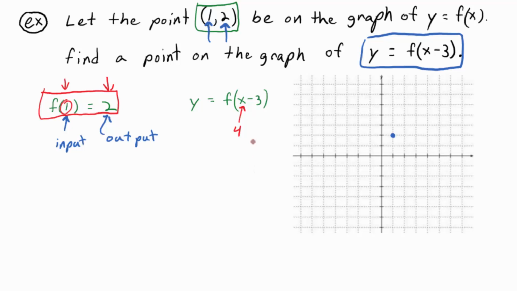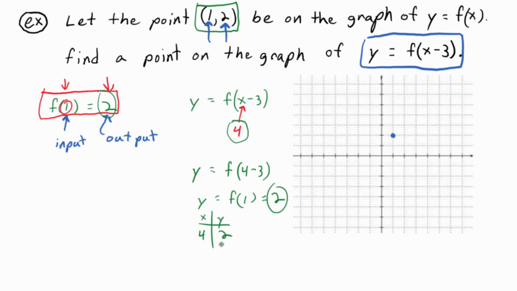So if you think about it, if the input is 4, okay, plug 4 in there, then you'd get y equals f of 4 minus 3, which is y equals f of 1, and we know what f of 1 is. That's the only thing we know. f of 1 is 2. Okay, but what did we put in originally? We put in 4. (4, 2), ordered pair form, x comma y. (4, 2) must be on the graph of y equals f of x minus 3.